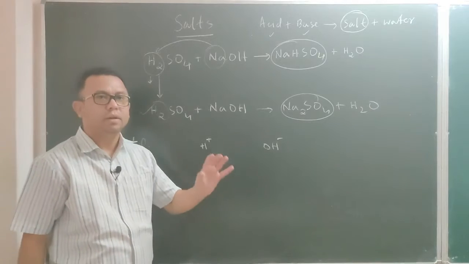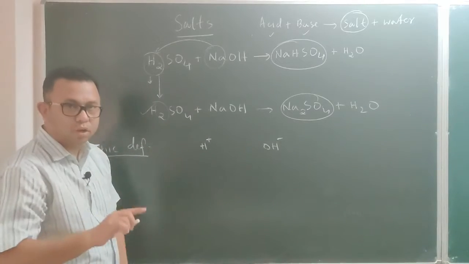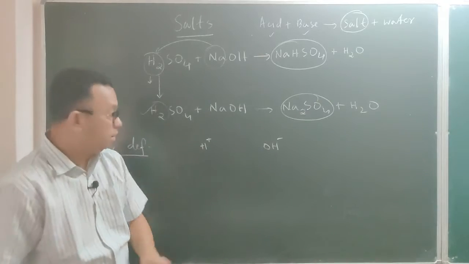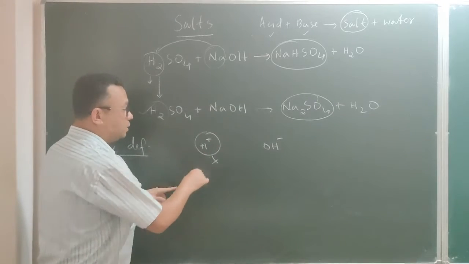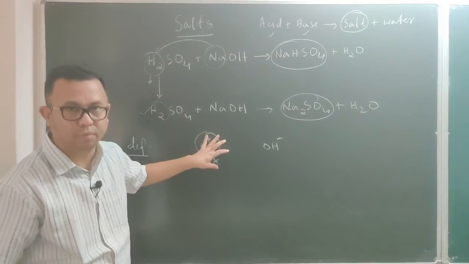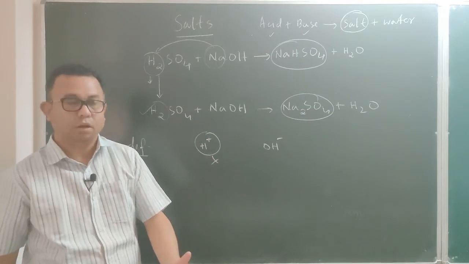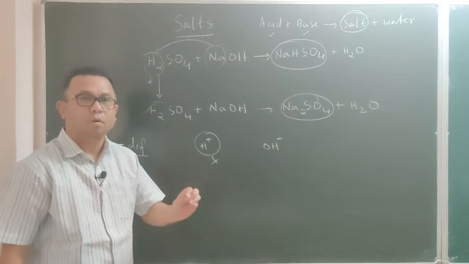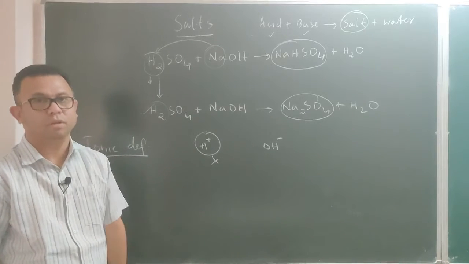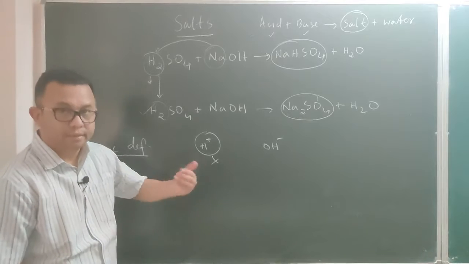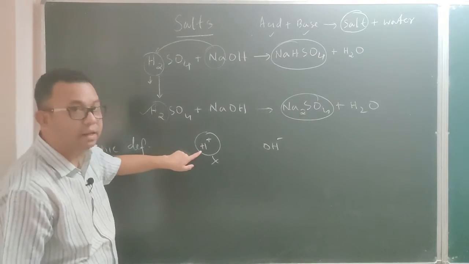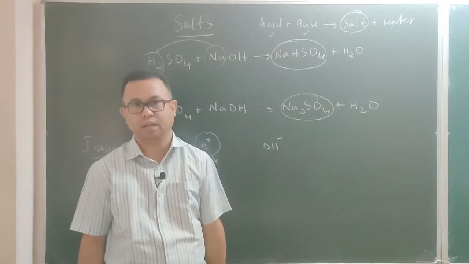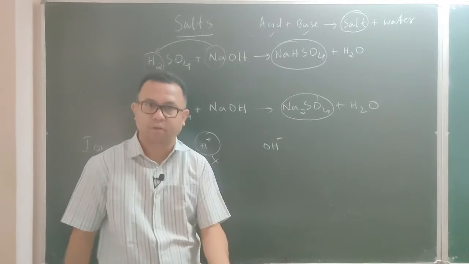Then when you define a salt, we can say that salts are those compounds which, when dissolved in water, produce a cation other than hydrogen ion. That means any cation, but hydrogen ion should not be there, because if hydrogen ion is there, then it becomes an acid. So the ionic definition of salt is that salts are those compounds which, when dissolved in water, produce ions, that is cations other than hydrogen ion or hydronium ion, and an anion other than hydroxyl ion, because if the anion is hydroxyl ion then it becomes a base.